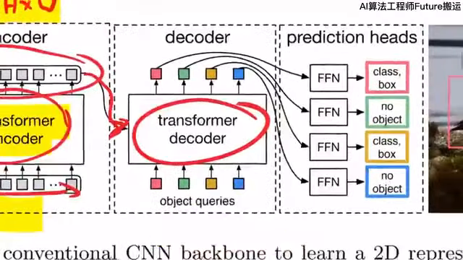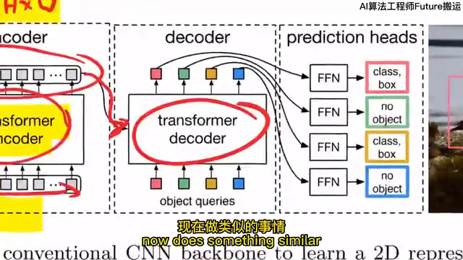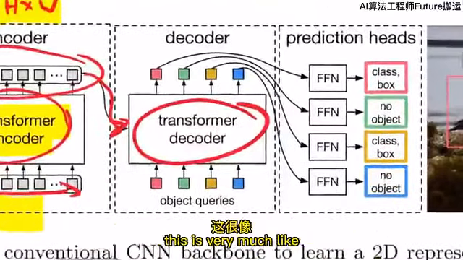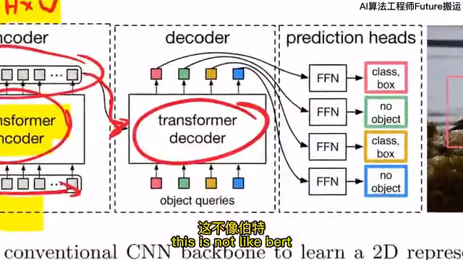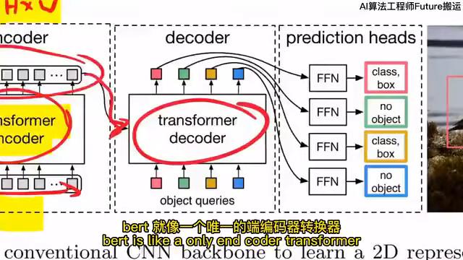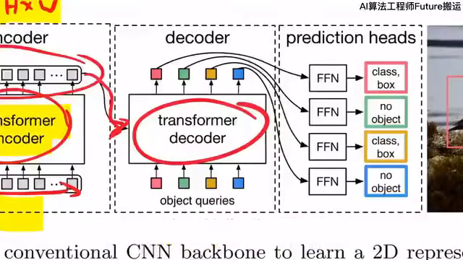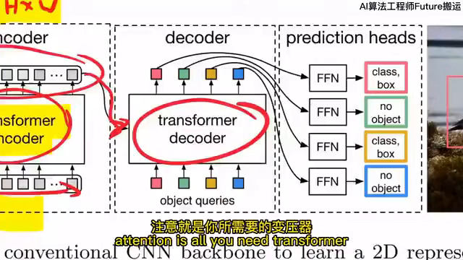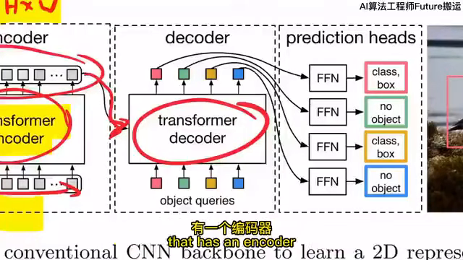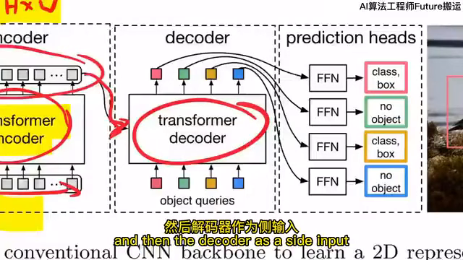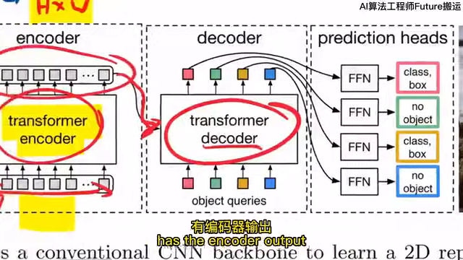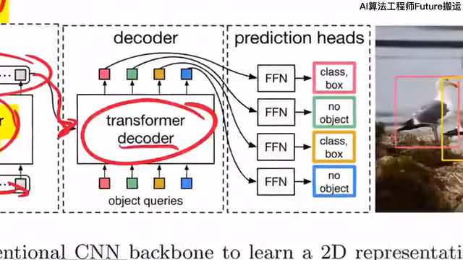The transformer decoder now does something similar, but you see it has the encoder as a side input. This is not like BERT. BERT is an encoder-only transformer, whereas this is much like the original Attention Is All You Need transformer that has an encoder, and then the decoder has the encoder output as a side input, basically as conditioning information.